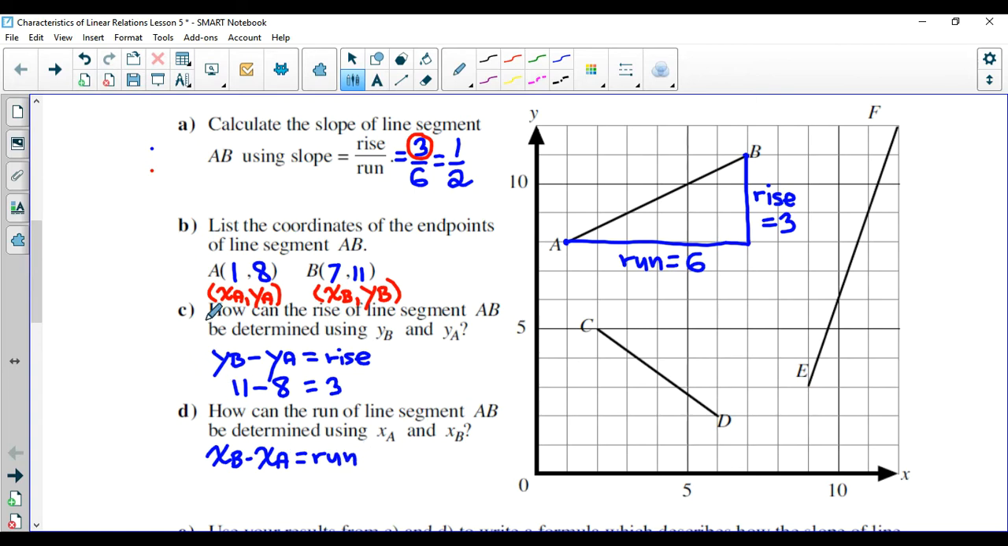And we can confirm that. The x coordinate of point B is 7. The x coordinate of point A is 1. 7 minus 1 would be equal to the run value of 6. So that does work.